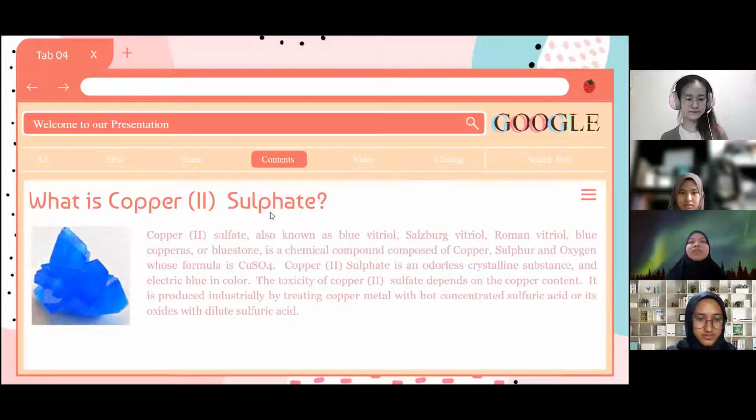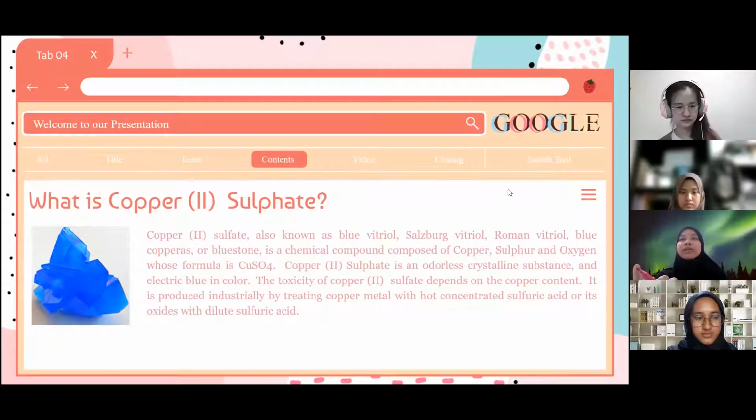What is copper sulfate? Copper sulfate, also known as blue vitriol, Salzburg vitriol, Roman vitriol, blue copperas, or bluestone, is a chemical compound composed of copper, sulfur, and oxygen whose formula is CuSO4. Copper sulfate is an odorless crystalline substance and electric blue in color.